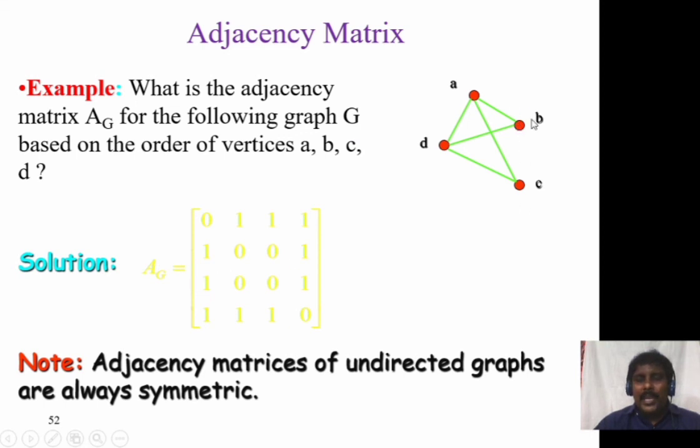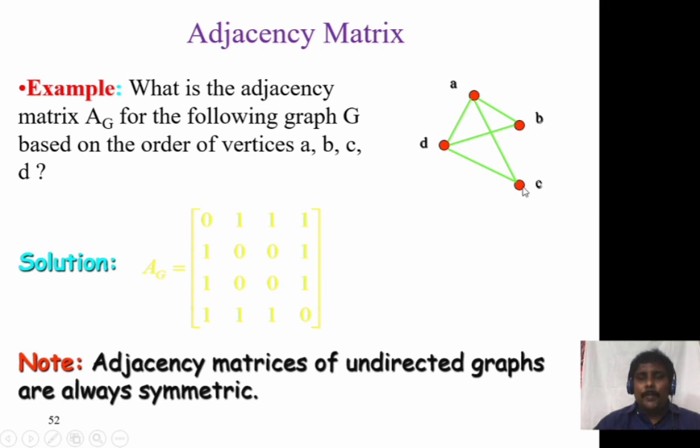Next B to B. Any self loop at B? No, its value becomes 0. B to C. No, there is no edge between B and C, so its value becomes 0. B to D. Yes, B to D is 1. Now I will consider C.